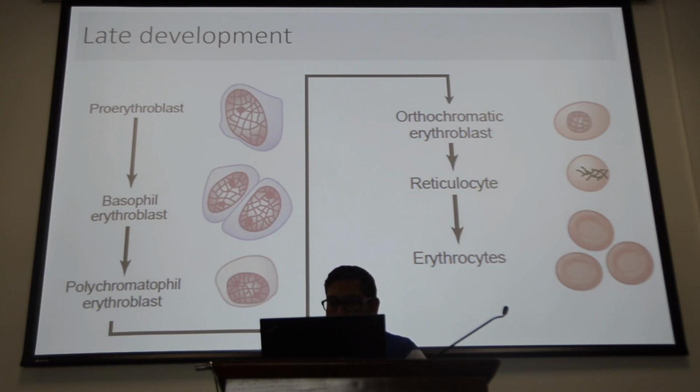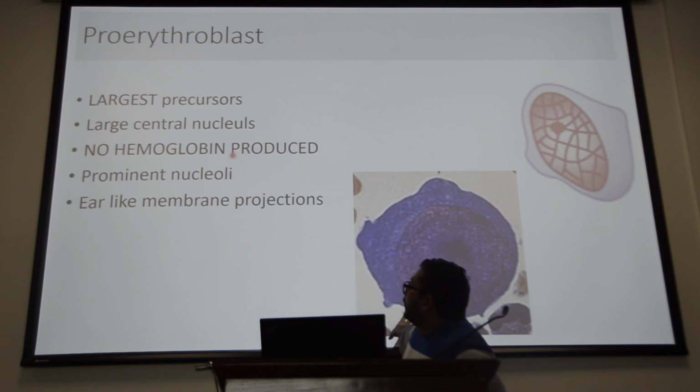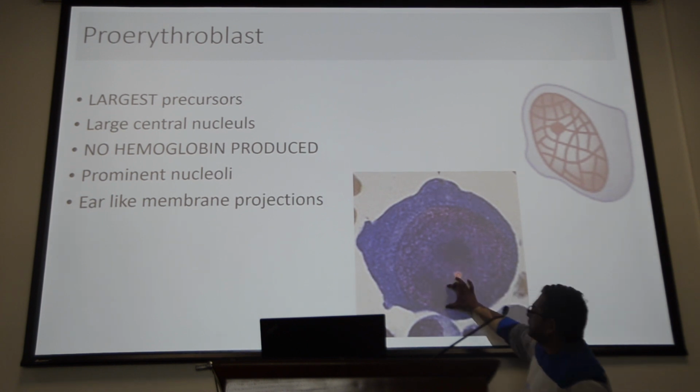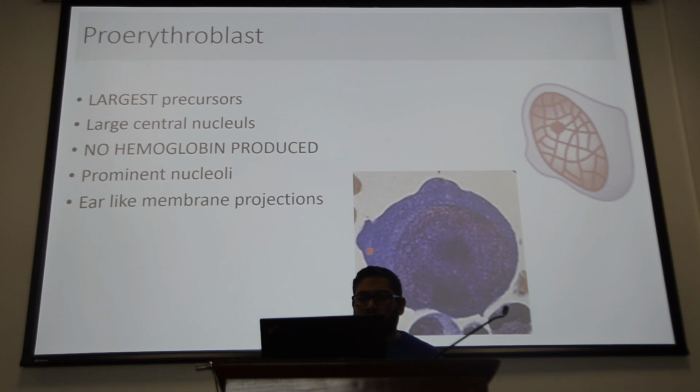Now, your proerythroblast is the cell type which has a high nuclear to cytoplasmic ratio. You see the nucleus is really large, the cytoplasm very scanty, because there's no real function of this cell except that it's an intermediary stage. Apart from this, the cell is able to go through 4 or 5 divisions. It has very prominent nucleoli. I don't know how visible they are, but you see these darker areas, they're prominent nucleoli. And it has small projections on the cytoplasm, which are ear-like membrane projections.